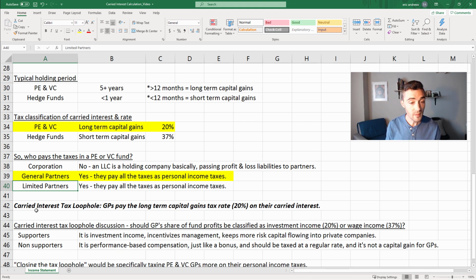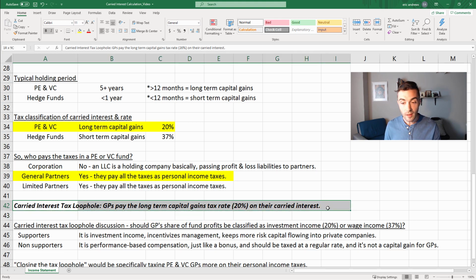But the carried interest tax loophole allows the GPs to pay long-term capital gains taxes at 20% on their carried interest. But for the GPs, this isn't the second time they've paid taxes. It's the first time. It's not their money they invested. They took just a share of the LP's gains. So it's not a second taxation. It's the first taxation for them.